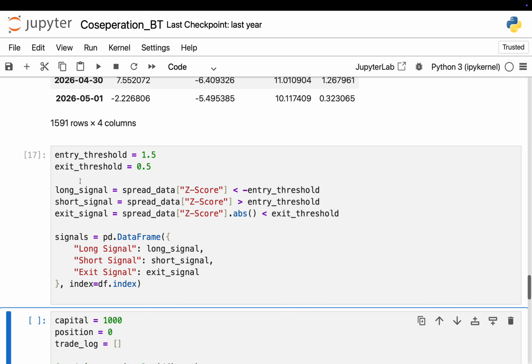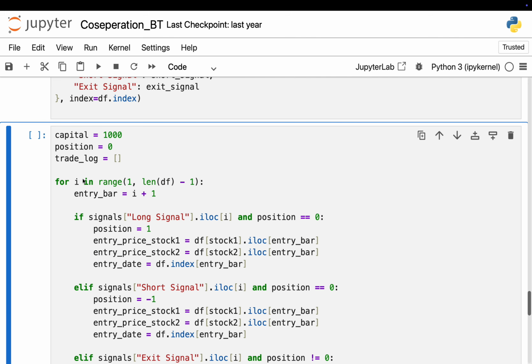Now to the heart of this, the backtest loop. The variable position tracks where we are at any point in time. 0 means we are flat. 1 means we are long the spread, and -1 means we are short. We can only hold one position at a time, so any new entry signal while a trade is already open is simply ignored.